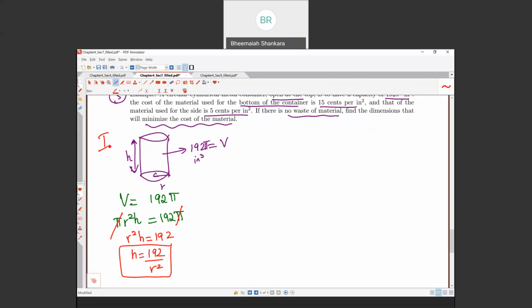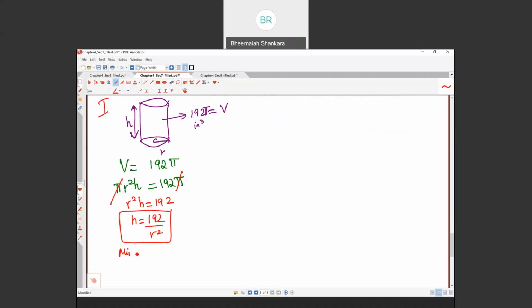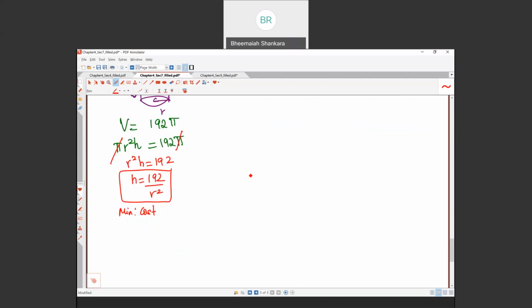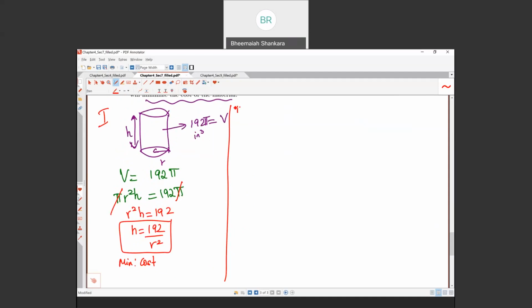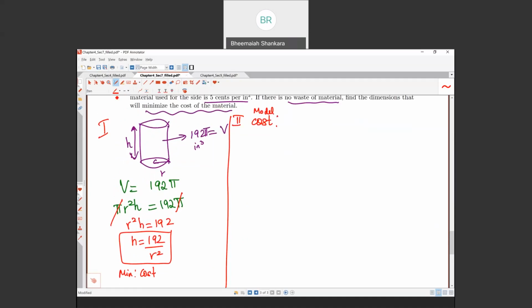Also, you want to note carefully what you are trying to minimize in the problem. You are trying to minimize the cost function. So once you identify the variable you're minimizing, you want to write that in your step 2 as the first function to start with, the cost function. And this is your model in the problem. You want to write down a formula for this cost function. So you have 15 cents as the price for the cost of material of the bottom of the container. The base area will be pi r square. So write it as pi r square. This is the base.